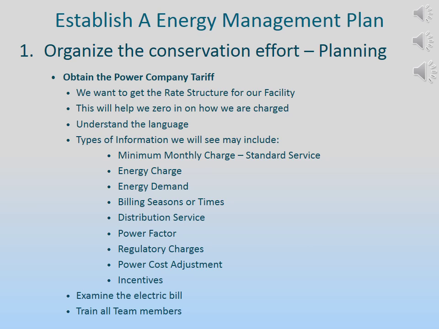We can see that this schedule is for a user with a peak demand that exceeds 25 kilowatts. So if we have a treatment plant, pump station, or other system that is going to use more than 25 kilowatts, we are going to fall under this rate structure.